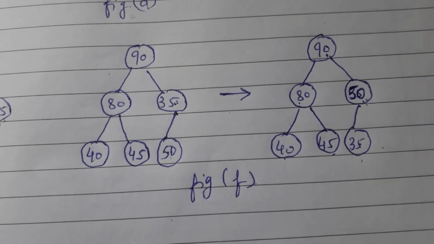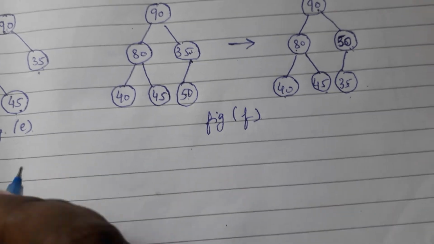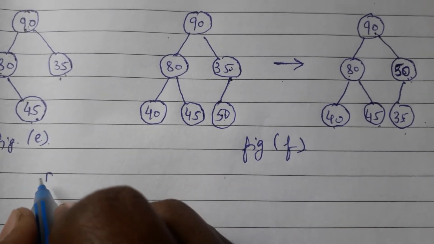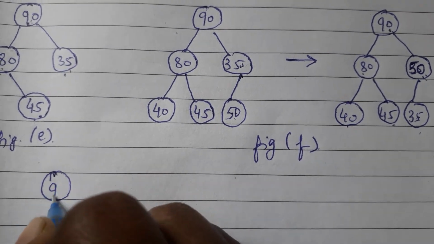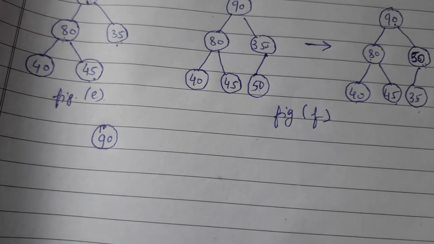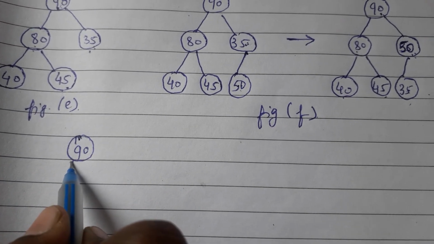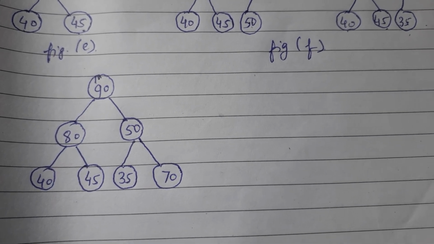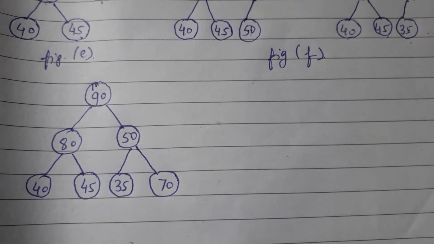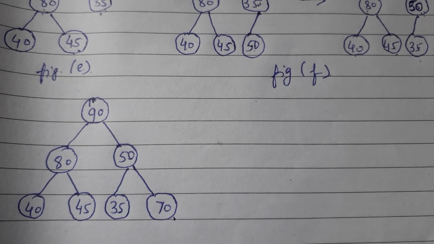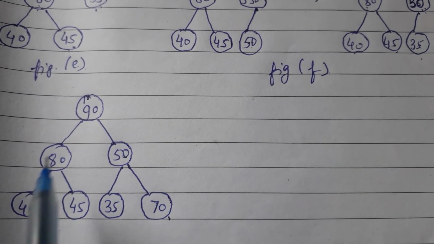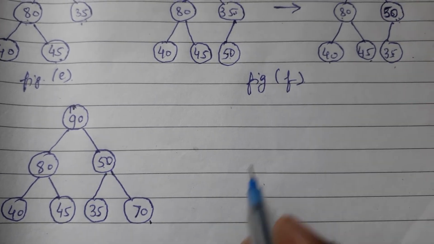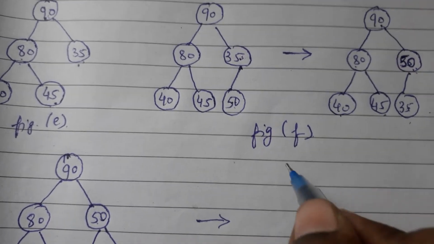Now the last thing that we have to add is 70. Now when we have to add 70, again we will insert an element from left to right. So in this way we can insert the element 70 as the right child of 50. But here the heap property is violated. So therefore we will move this 70 to the parent node.